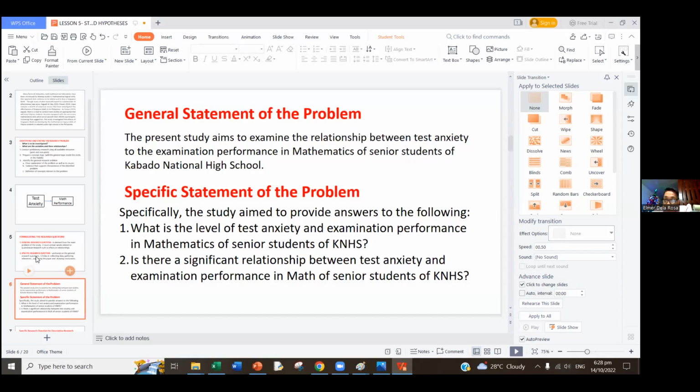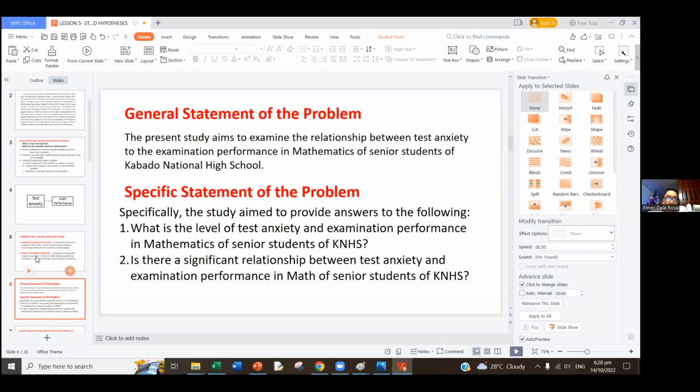So ulitin ko, the first specific statement of the problem usually is to describe IV and DV. So if you have IV, moderator, DV, yun din ang iyong statement of the problem. If you have mediating, isasama mo siya doon sa describing part. So the first statement of the problem is descriptive statistics. Descriptive problem lang siya. Yung pangalawa, dahil ang general statement of the problem natin ay relationship, then there must be inference. Inferential question ang tawag doon.